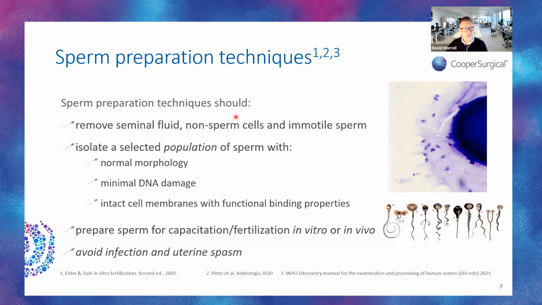We want to get rid of the non-sperm cells because we know that they are a source of reactive oxygen species, and hopefully you're aware that reactive oxygen species and oxidative stress is particularly damaging to sperm. We also want to remove the immotile sperm, the ones that have no functional properties that are useful for use in treatment. So what we're aiming to do is get this highly selected population.